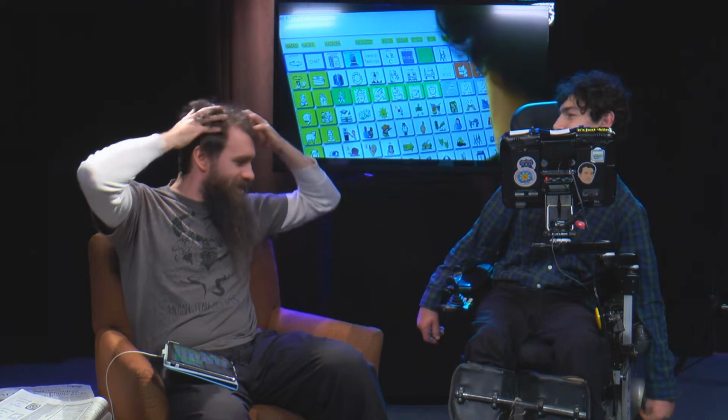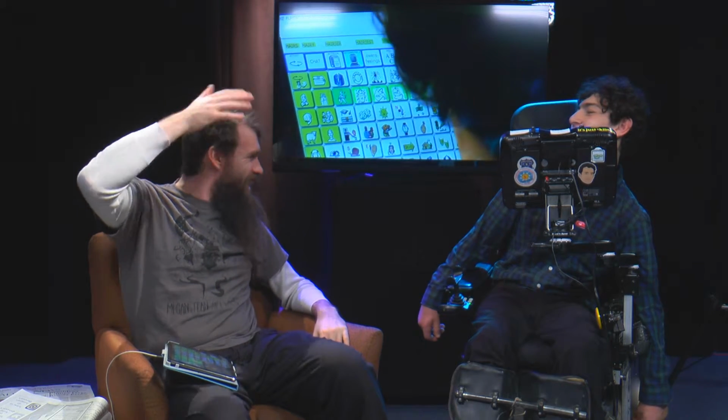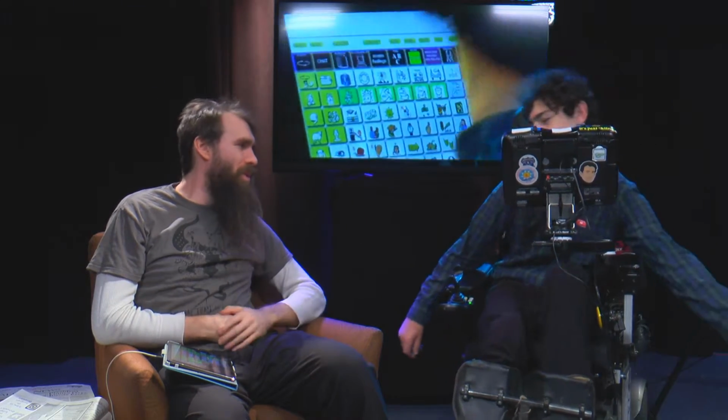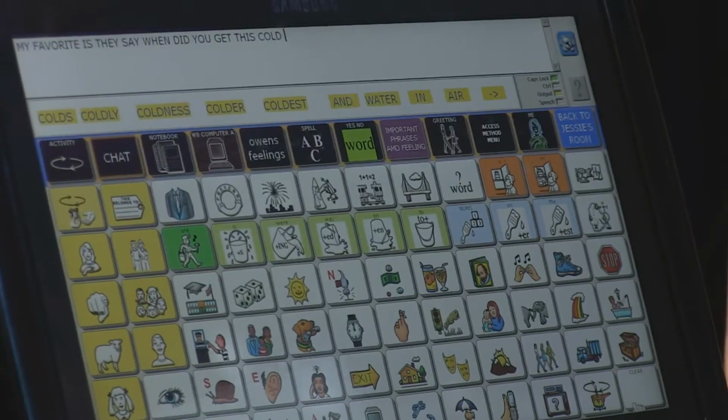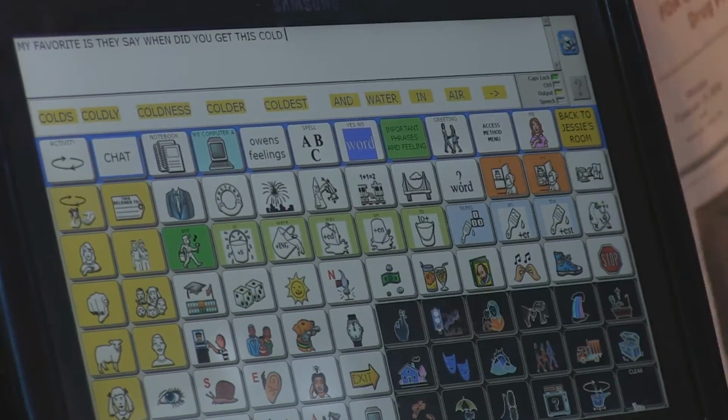What are some things that make you angry when you're trying to communicate with people? Like playing with my hair. People like do the thing where they're like, "How's it going?" and they pat you on the head. Yeah, you'd rather people not do that. It's understandable. But talking about communication, what are some things that people do that annoy you when you're trying to tell them something? My favorite is they say, "When did you get this cold?"